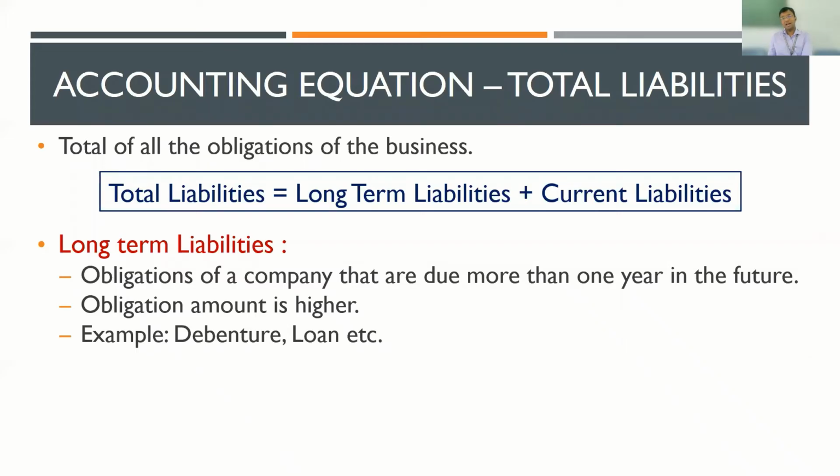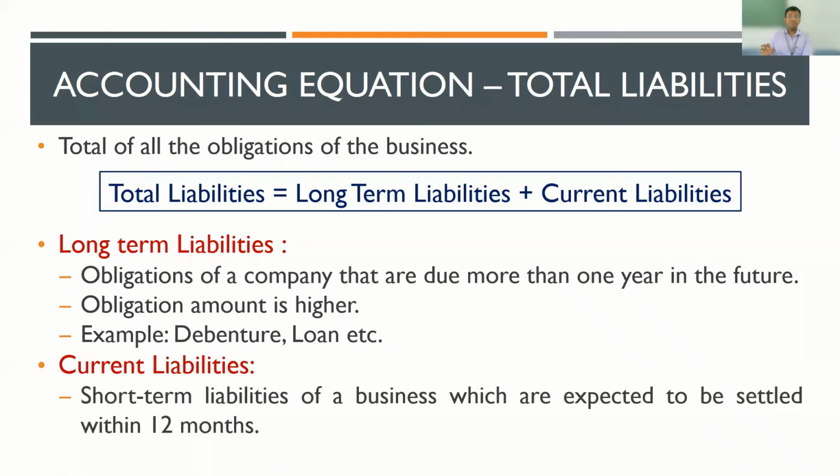The next category of liabilities are current liabilities. So what are current liabilities? Current liabilities are obligations which a business is expected to fulfill within a period less than 12 months. If you have an obligation and you are likely to fulfill that obligation immediately or within a short period of time, such kind of liabilities are said to be current liabilities.